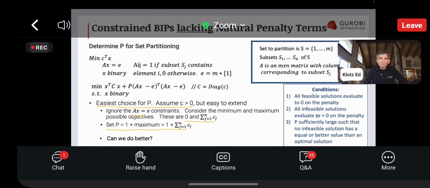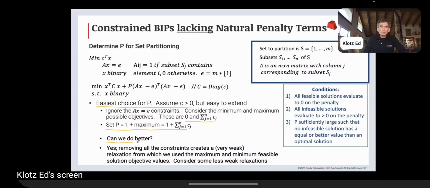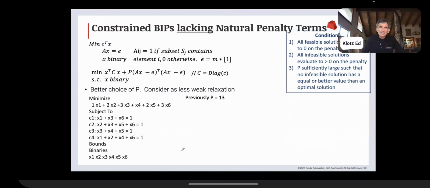All right, can we do better? Well, let's think about what we did, because we not only want to do better, but we want to try to do better in an organized way. What did we do? We removed all the constraints, creating an extremely weak relaxation. We then used the maximum and minimum feasible solution objective values to generate our penalty coefficient. Well, let's consider some less weak relaxations. So let's illustrate on a small model. And using our previous relaxation on this model, we would get a penalty term of 13.